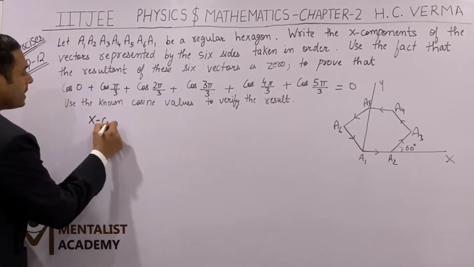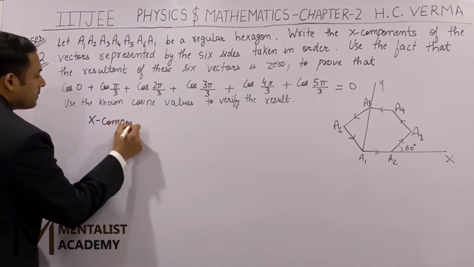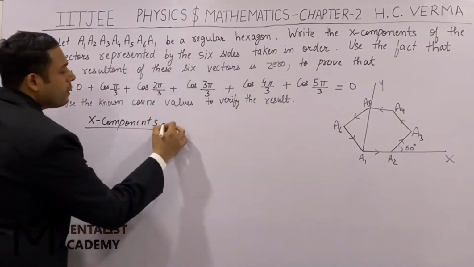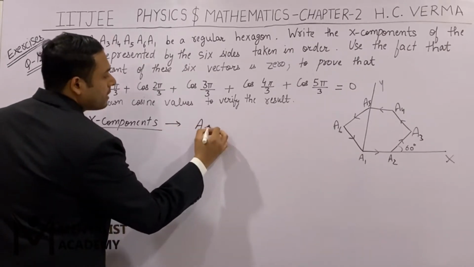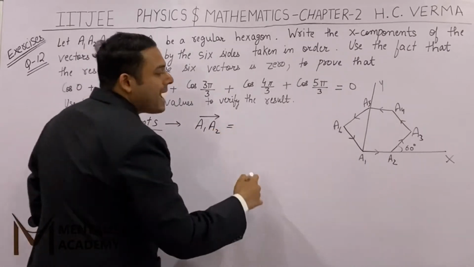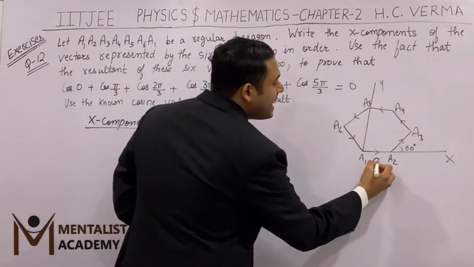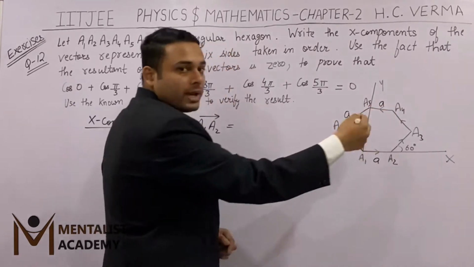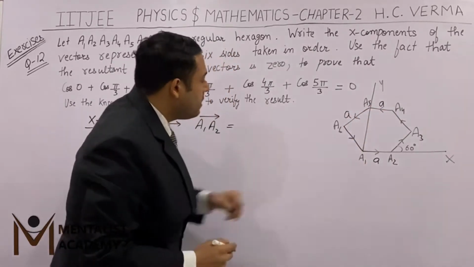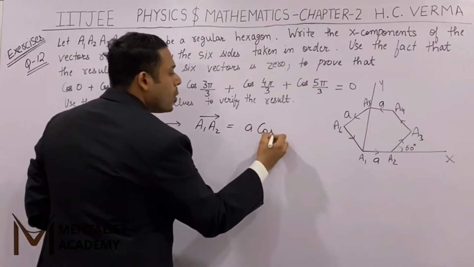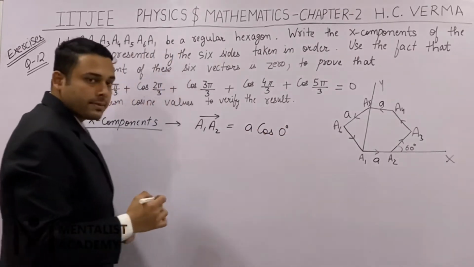So, x components निकाल रहे हैं हम लोग. First of all, A1 A2 वेक्टर का x component क्या होगा? Magnitude, suppose the side of the hexagon is A. All the sides are A. It is a regular hexagon. So the magnitude would be A and the cosine of the angle, यानी cos 0 degrees.